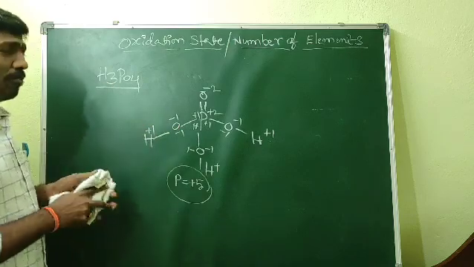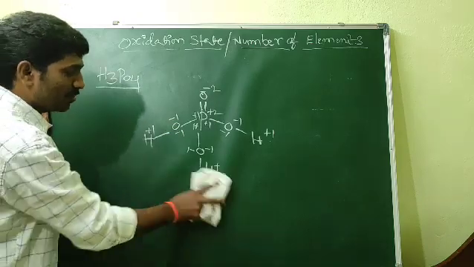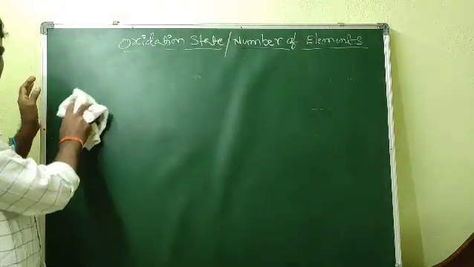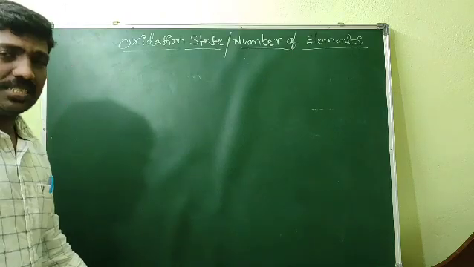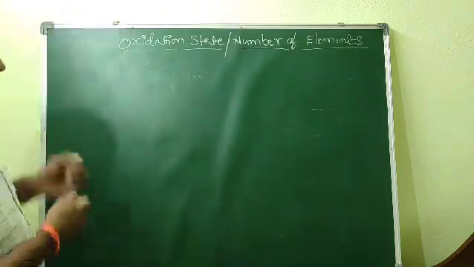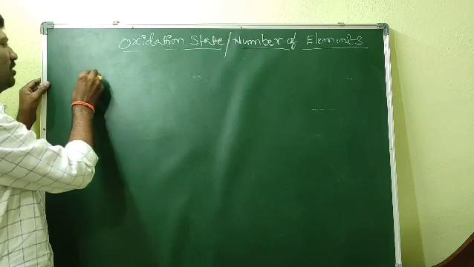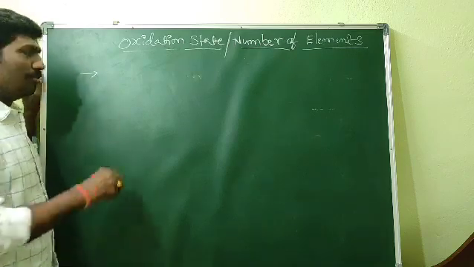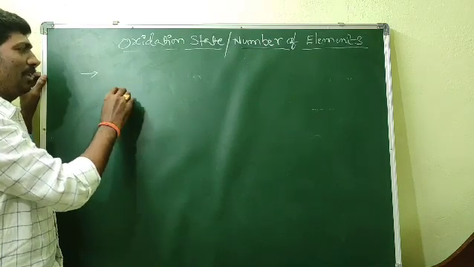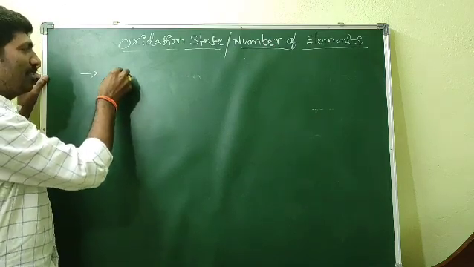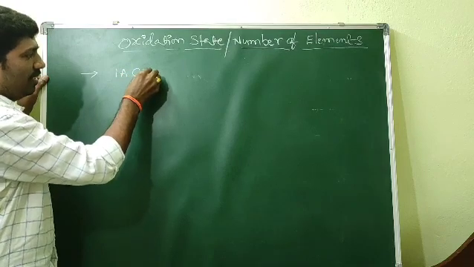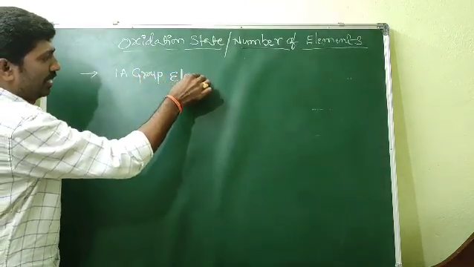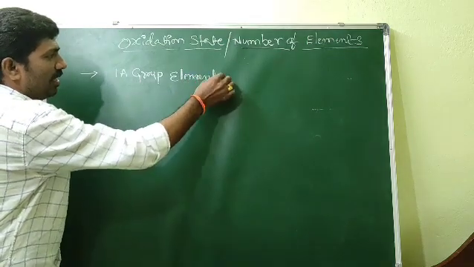So every compound we should write like this. For students it is very difficult, very difficult. So for that we have one process. That is what? To find the oxidation state, we have to think about the electronegativity of some elements. For example, first A group elements in the periodic table.